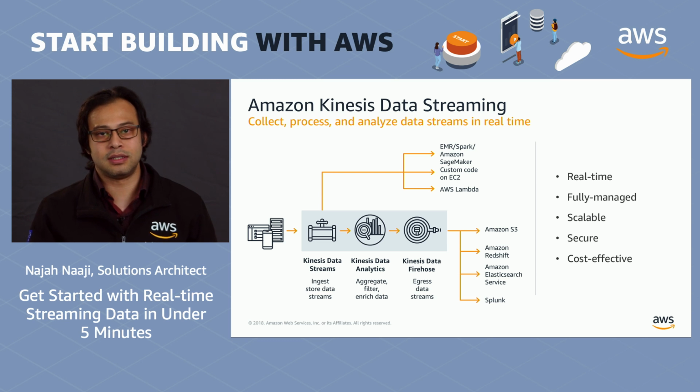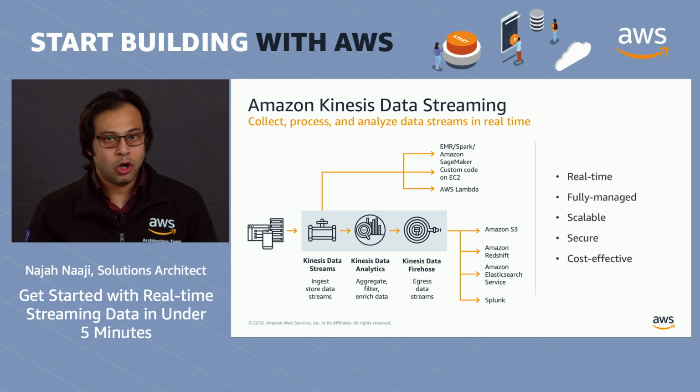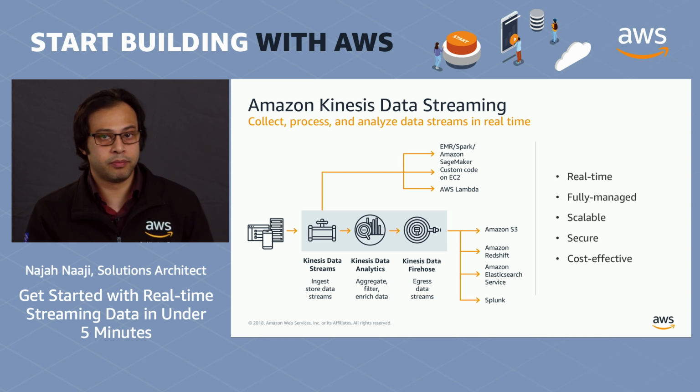Another option is AWS Lambda, which works great for discrete event processing, performing filtering. There's a lot of different options for you to process data of Kinesis data streams. These are a couple of them. All of these services are fully managed, scalable, and secure.